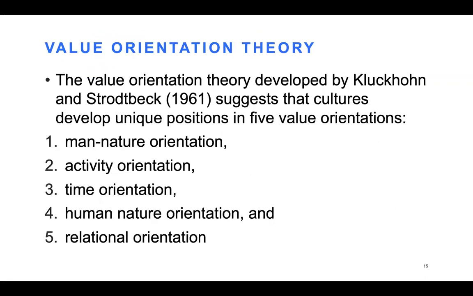Value orientation theory was developed by Kluckhohn and Strodbeck. Kluckhohn and Strodbeck argue that all human cultures are confronted with universal problems emerging from relationships with fellow beings, time, activities, and nature. The means by which these universal problems are solved within a cultural context reveal a culture's value orientations. And so they came up with 5 orientations.